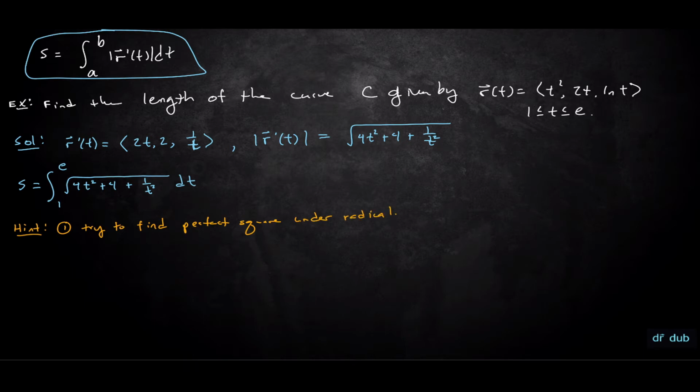So that's the first thing you want to do, is try to find a perfect square under the radical. Second thing, if you can't find a perfect square, is try a u sub. Maybe it's a nice linear function under the radical, you could do a u sub. If that doesn't work, maybe you could try a trig sub. Try a trig sub to evaluate the integral.